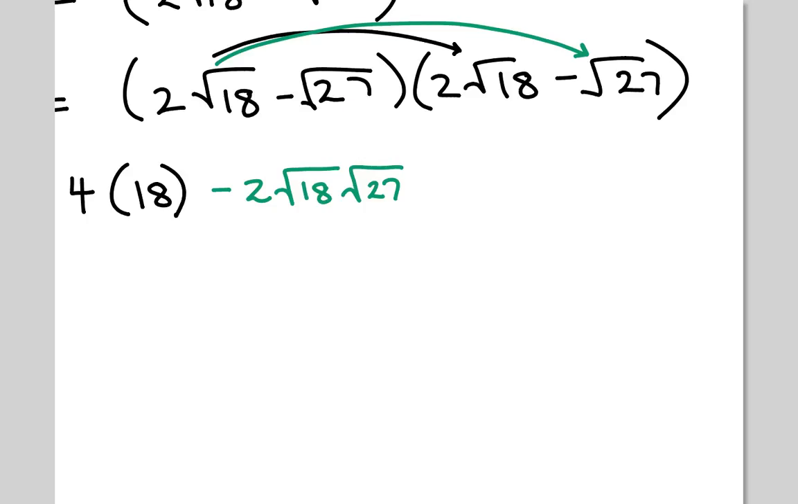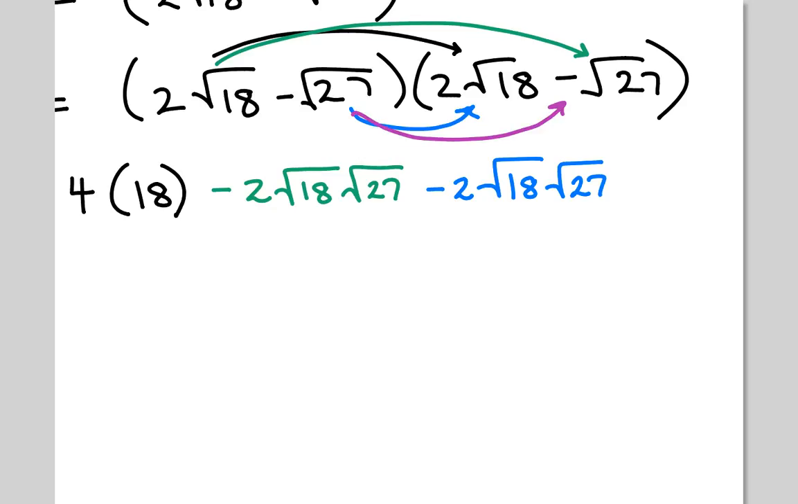Now, in the blue, we have -1 outside and +2. So you get -2. And you get that same business, right? Root 18 and root 27. And the very last one, in purple here, that one's so easy. Positive or negative? Positive because negative times negative, so we got +27.